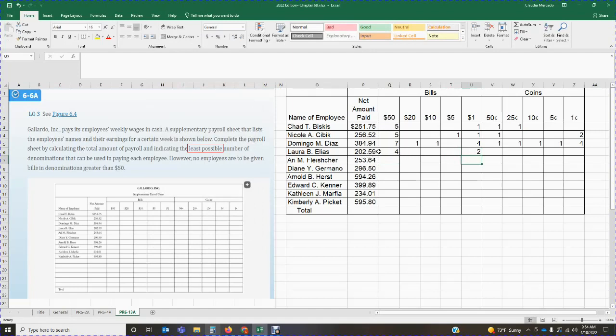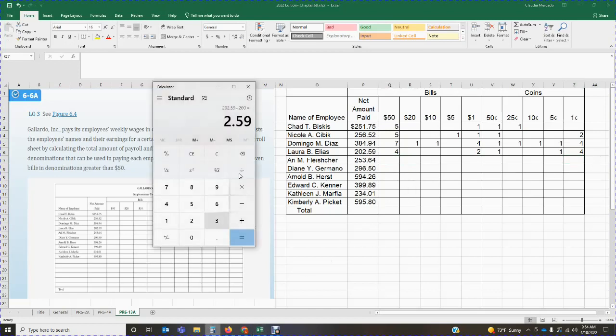Now I need 59 cents. Well, I'm going to give him 1 50-cent coin. And I know I can't use 25 or 10 cents. That will take me over. I can use 1 nickel. That will be 55 cents and 4 pennies. That will give me my 59 cents.